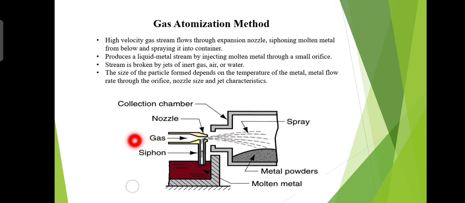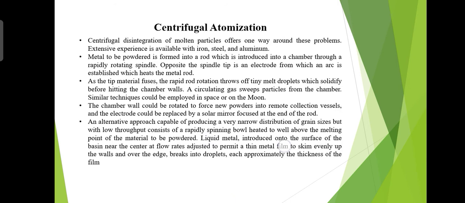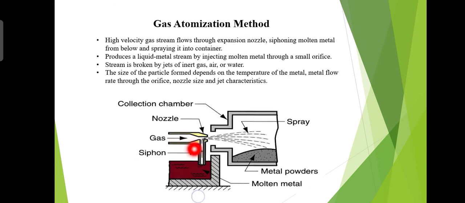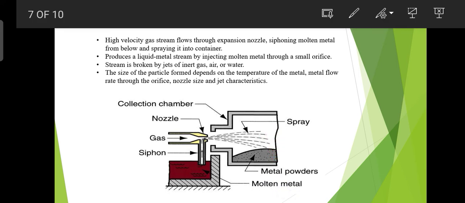You can use inert gas, air, and water. This one is the siphon, it is like a pipe, and this is the molten metal. The metal will come through this siphon here, and air and gases will spray the metal here, and the metal powder particles will stick here downward. The molten metal stream is disintegrated and falls through the atomizing tank, and particles are collected at the bottom of the tank.